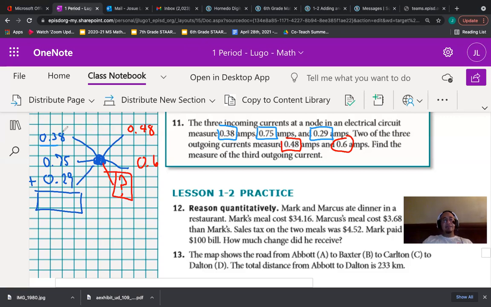So again, we have three currents coming in. We need to get the total. So add them together to get the total. Once you get the total, you need to subtract the ones that are coming out. You can either add these two and then subtract that from the total, or just get the total, subtract 48 hundredths, and then subtract 6/10 from that. And then whatever's left over, that is the remaining current that is also coming out.